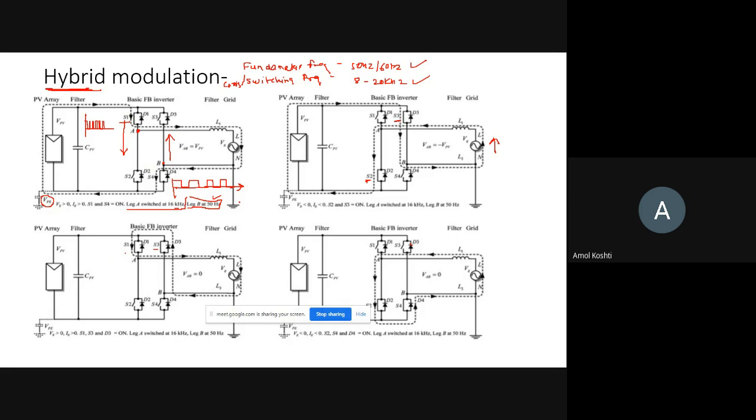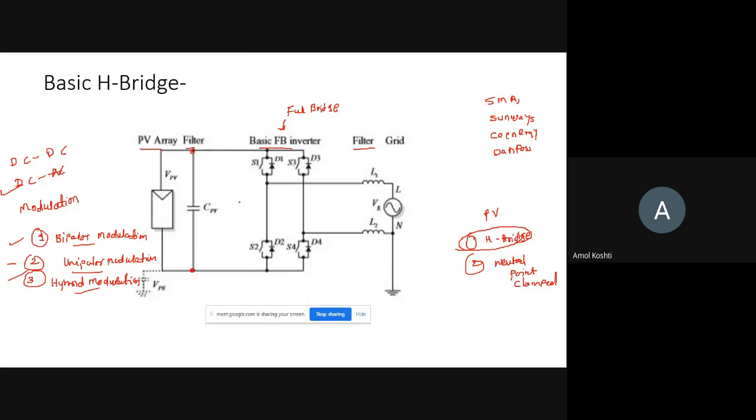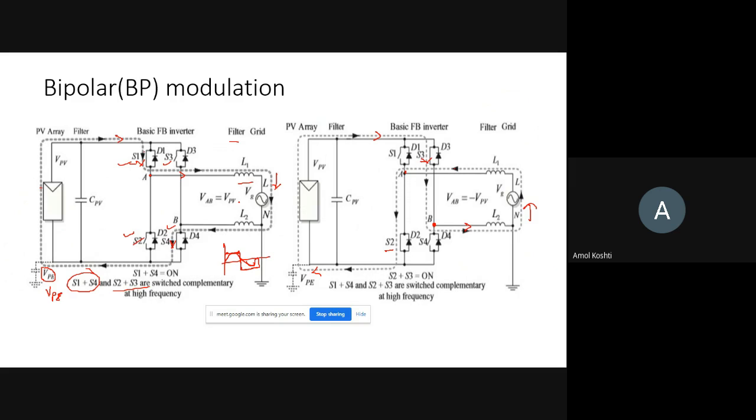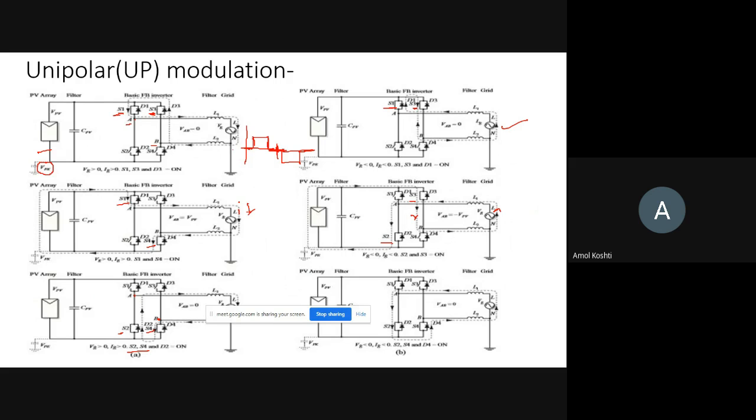Again, based on the application and the requirement, we have to choose this hybrid modulation. So these are the three different modulation techniques by using which we can operate this basic H bridge inverter. This H bridge inverter can be driven in three different ways, which we have learned: either in bipolar modulation, where positive and negative output is produced, or in unipolar modulation, where zero is also produced.